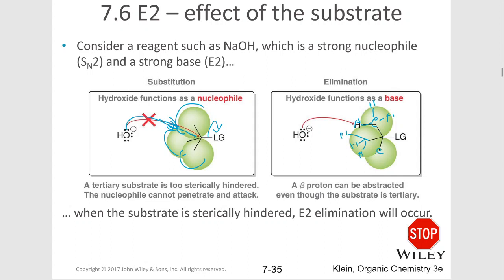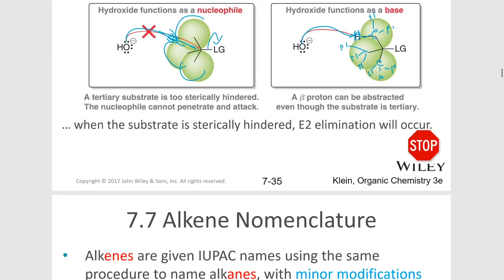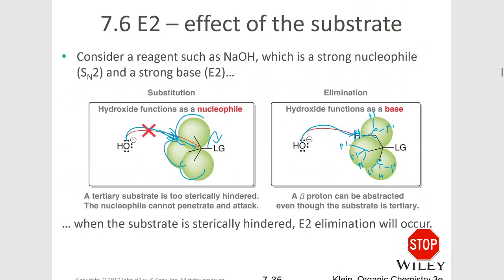And those hydrogens are sticking out. So the hydroxide can actually function as a base and a nucleophile. So the beta proton can be abstracted even though the substrate is tertiary. So the fact that the substrate is tertiary does not hinder the rate of an E2 reaction. In fact, it actually speeds it up because it stabilizes the transition state of that reaction as this reaction is occurring.